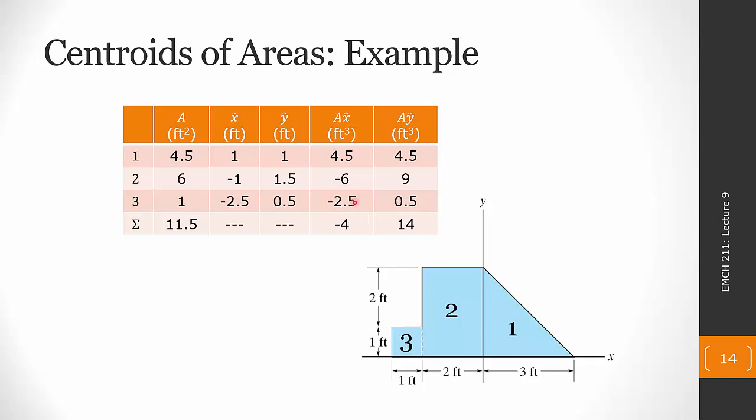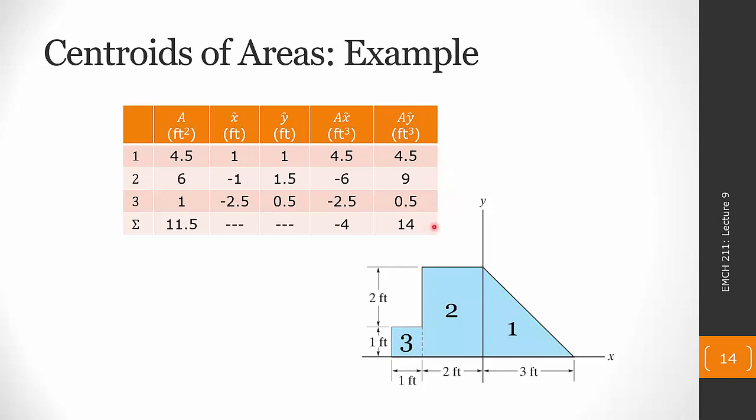So finally, when we've accounted for all the shapes, in this case the 3 partitioned shapes, we are going to sum down our columns. So down the area column, 4.5 plus 6 plus 1 is 11.5. We don't need to do it for the x tilde and the y tilde. That sum is not going to give us any information. Now down the A x tilde column, 4.5 minus 6 minus 2.5 is negative 4. And down the A y tilde, 4.5 plus 9 plus 0.5 is 14.